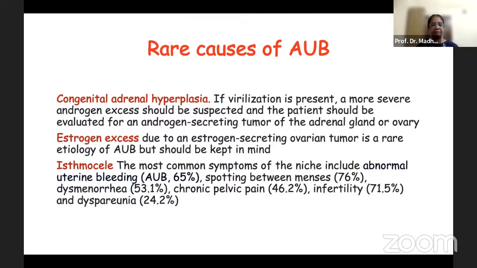Now, isthmocele, we are commonly diagnosing it now because of saline infusion sonography and good ultrasounds. This is also called a niche. This appears in the cesarean scar. It is also a cause of uterine bleeding, causing AUB in 65%. And the best method of repairing this isthmocele is by doing both a hysteroscopy and a laparoscopic approach, and this has to be corrected surgically.